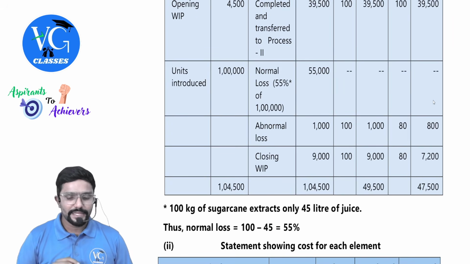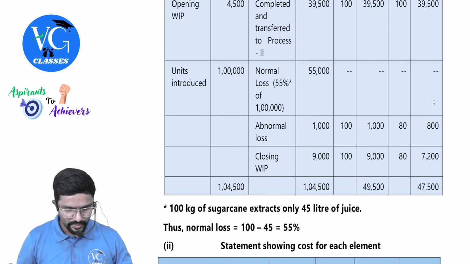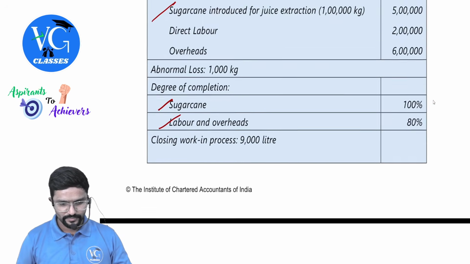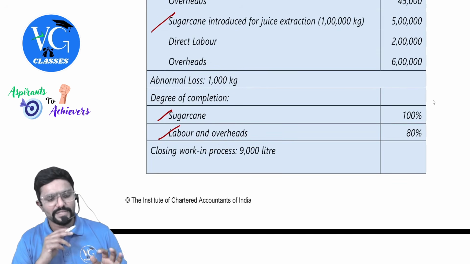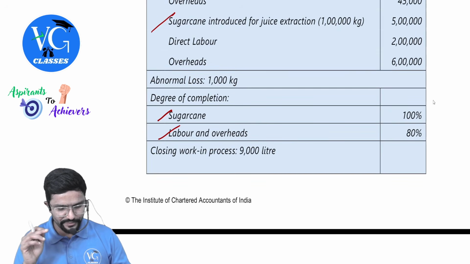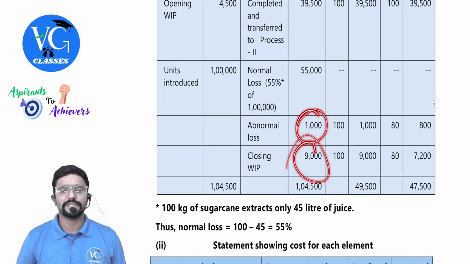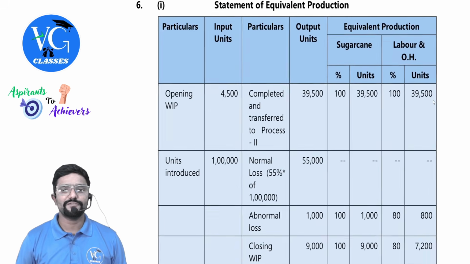Then abnormal loss as well as closing WIP, both are given. That means you just tally it. No need to find a balancing figure, guys. Everything is given. Now just tally it. It should match input and output. Only then proceed further.